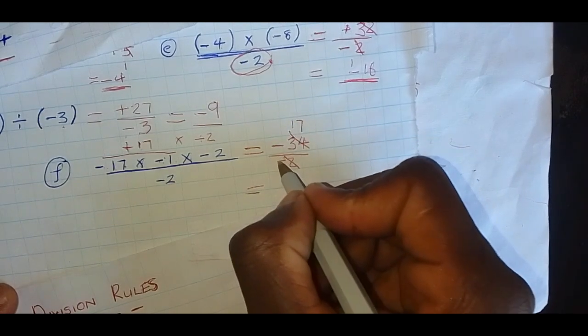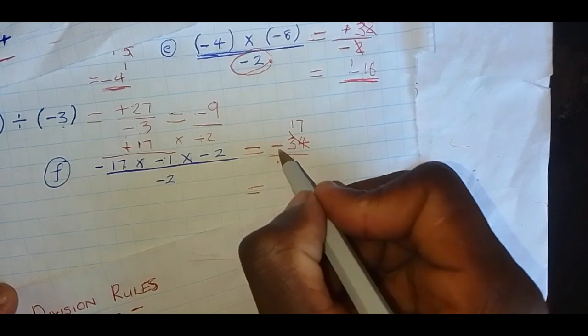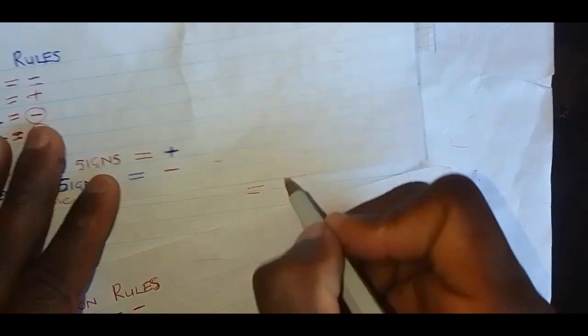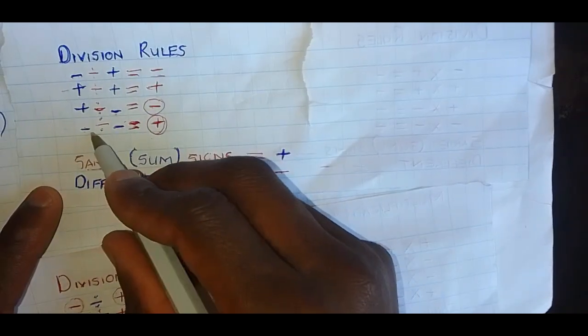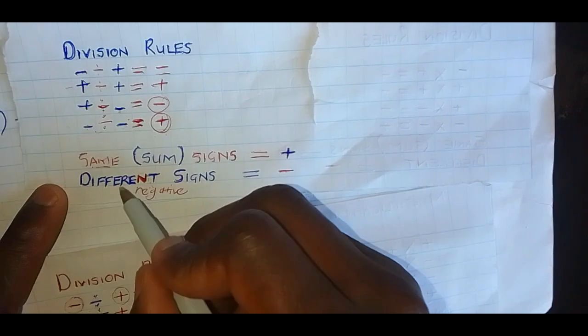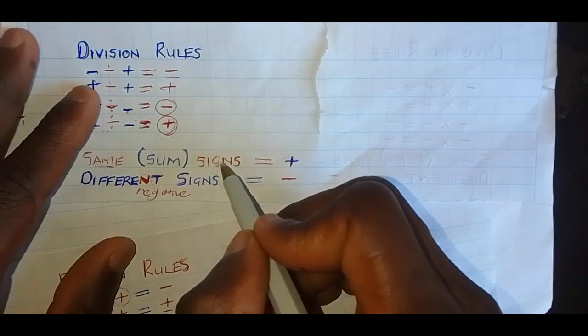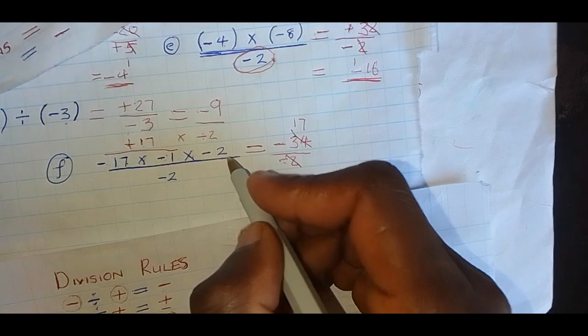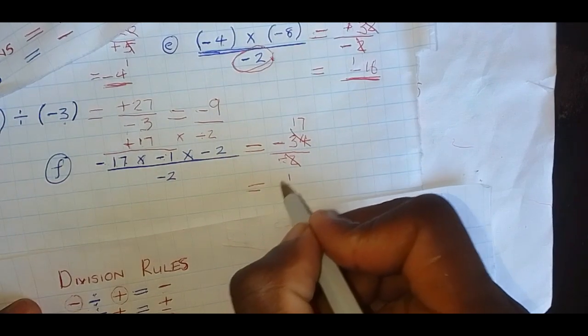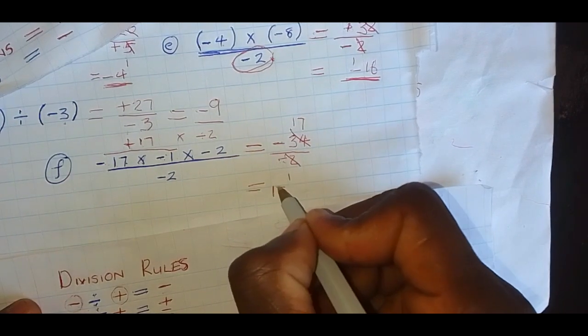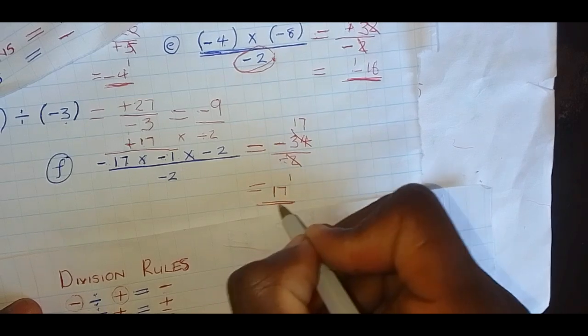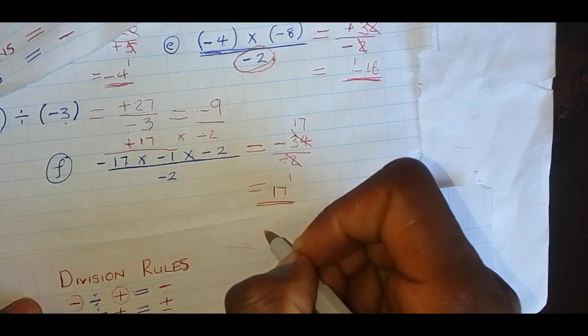Then we have the same signs that I was talking about here. We have a negative and we also have a negative here. Negative divided by a negative, that's a positive. The same signs, sum signs that I was talking about, remember. So our answer is going to be positive 17. So you can simply leave it as 17 and you are done.